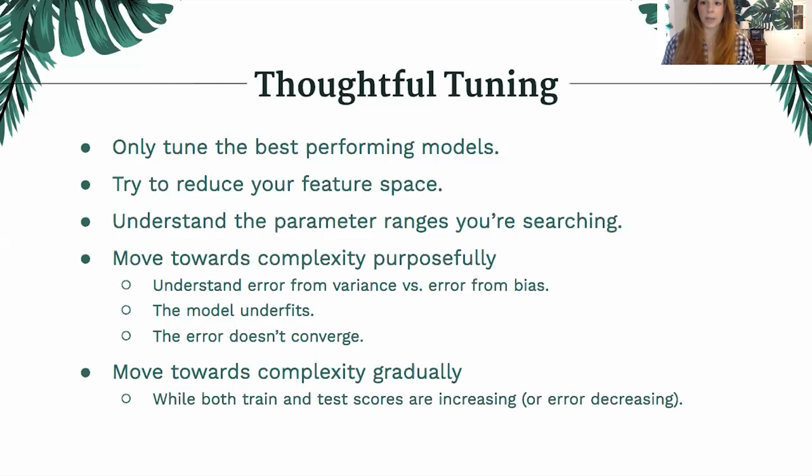Move towards adding complexity to a model in a purposeful way. So think about whether or not the error is coming from variance or from bias. If the model is clearly underfitting, that's a good case for adding complexity. If the error is not converging, that's another good reason for adding complexity. So make sure you have a good reason for adding that complexity. And when you do add complexity, do it gradually, and make sure that as you add complexity through your hyperparameters, your train and test scores are both increasing.